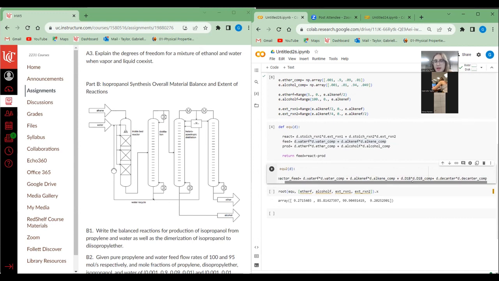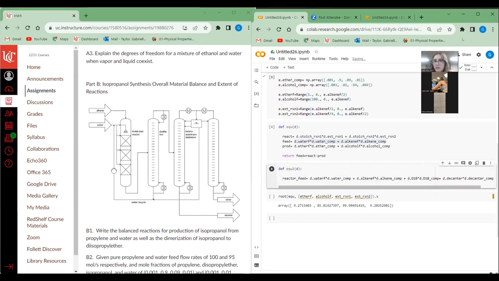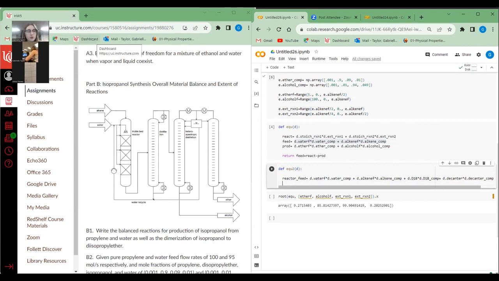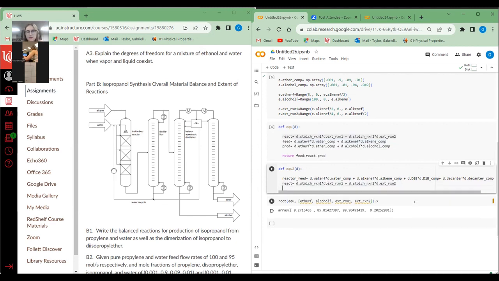Okay, and then the next thing that we want to do is our reaction. Our reaction is going to be the same because we did the stoichiometry for it, and we did what's coming in and what's leaving the system. So let's just say react, and then let's copy what we have in our equation 1, right? And then we're going to have our reactor product, because this is what is produced by this.